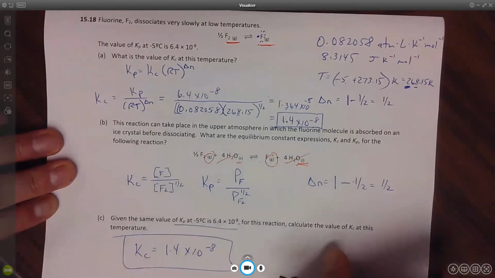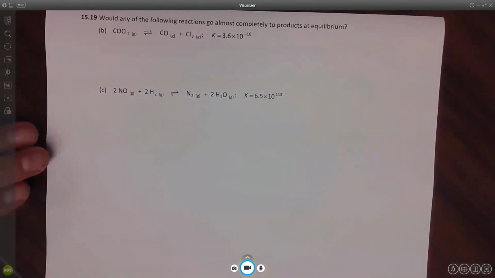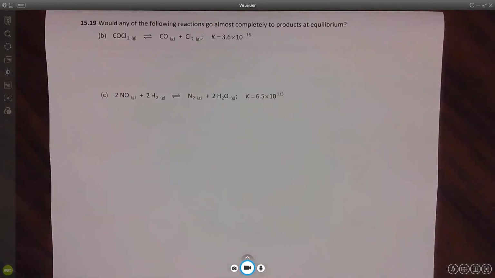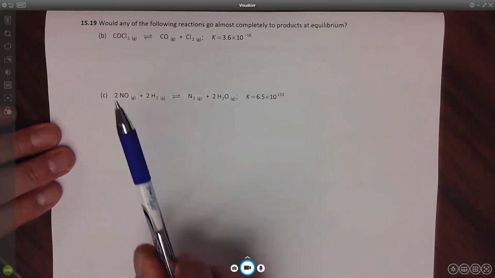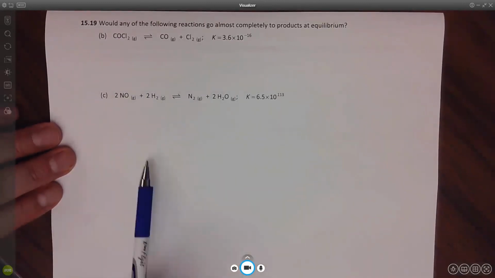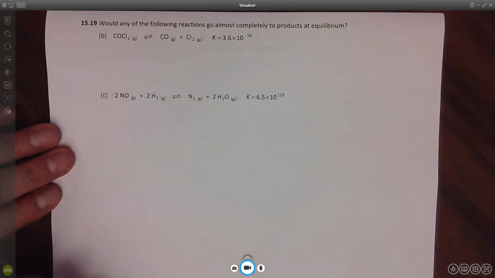Okay, let's try another. It said, would any of the following reactions go almost completely to products at equilibrium? So Leah, is this reaction going to go completely to products? What would you predict? Wait, what do you mean completely to products? Like it's all going to transfer over? So when it reaches equilibrium, what can you tell me about the concentrations of reactants and products when this reaction reaches equilibrium?